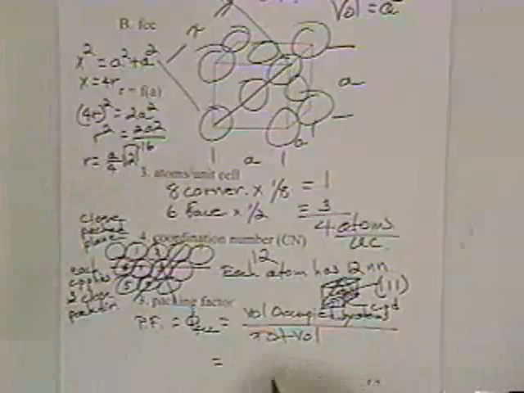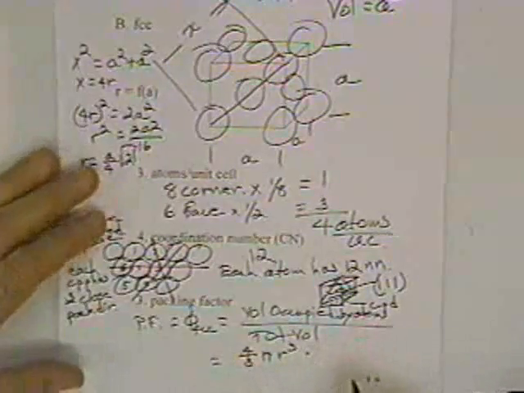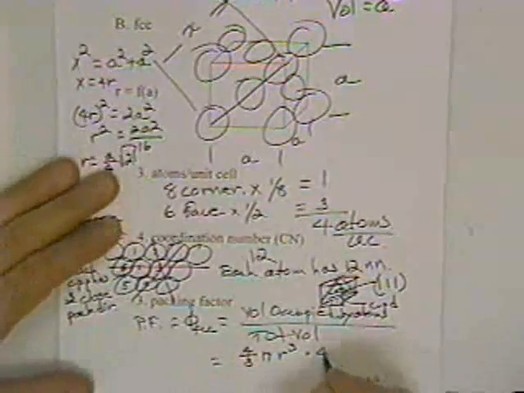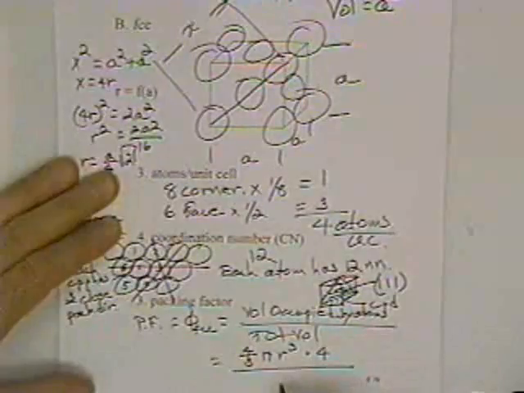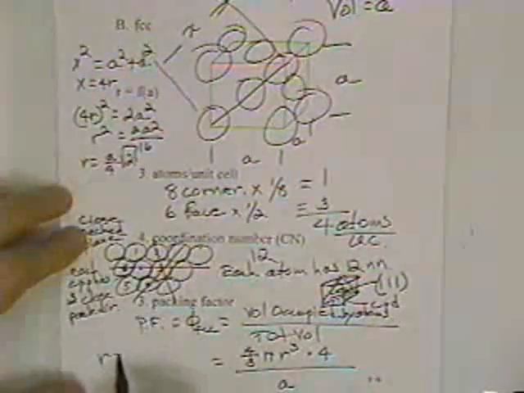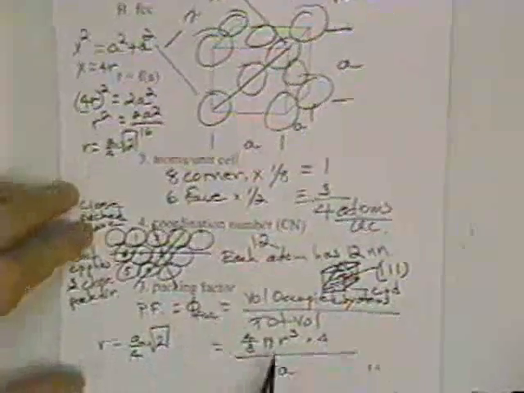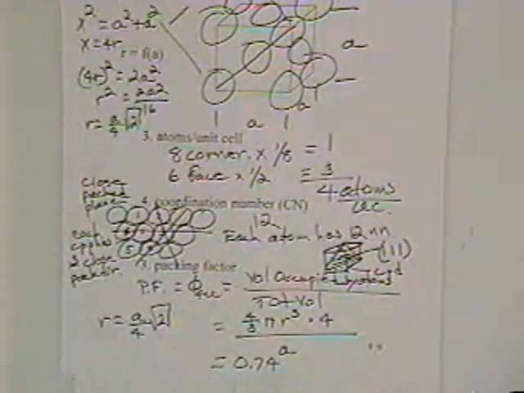So the volume occupied, let's see, that'd be 4/3 pi r cubed. Now, how many atoms per unit cell? I hope you're saying it: 4, divided by a cubed. And we know that r is equal to a over 4 square root of 2. If we substitute that in there, this will work out to be 0.74. And that's the highest packing density for a close packed structure.